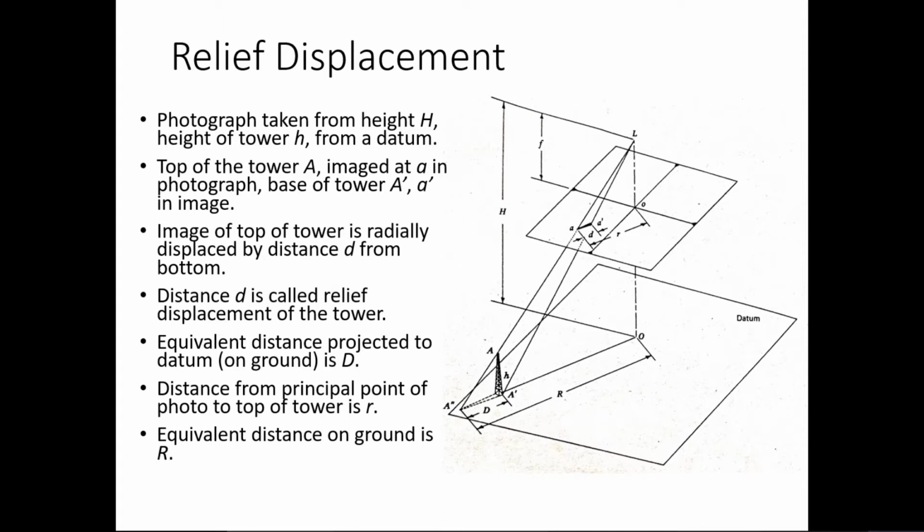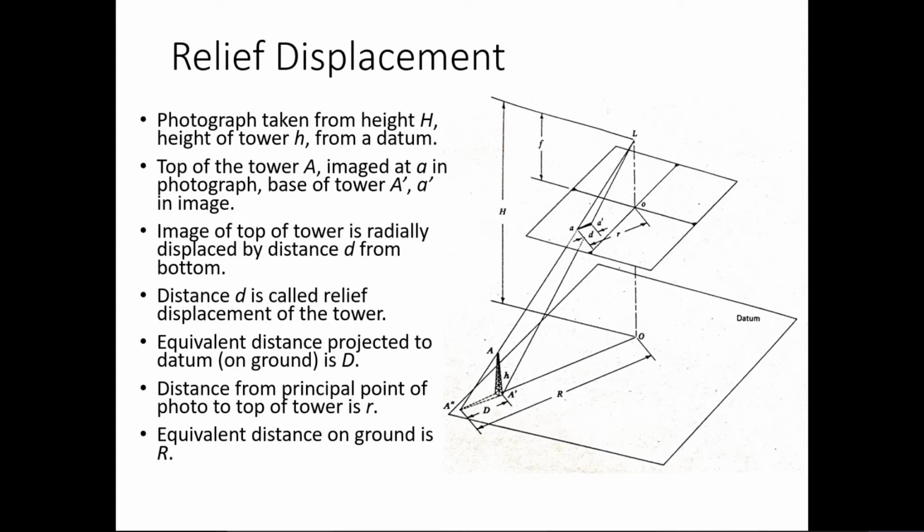Then you can see that in the image, the top of the tower is radially displaced by a distance d from the bottom of the tower. You can see that A dash and A. If it was a map projection, what would be the difference between A and A dash? No difference, right? They will be at the same point. The top and the base will be exactly at the same point if it was an orthographic projection, but here it's a perspective projection. You can see the relief displacement, and that is the distance d. That is the relief displacement of the tower, small d.